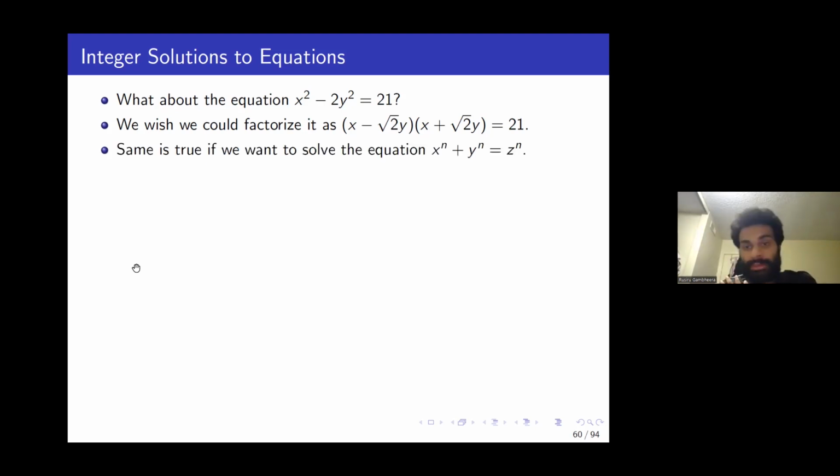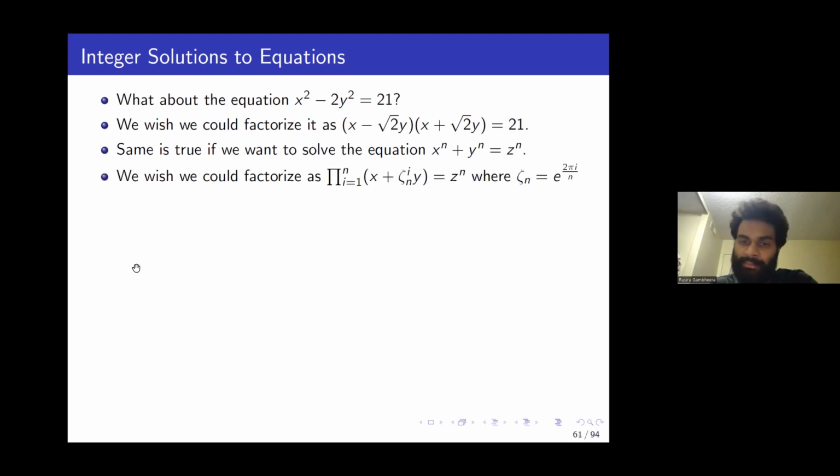Same is true for Fermat's last theorem, actually. Again, you can't factorize this right away, but if you step away from integers, you have a factorization. Here zeta n is a primitive nth root of unity. So zeta n is exactly this, e to the power 2 pi i over n. And you can factorize this x^n plus y^n in this way. So now you have a factorization in the left hand side. Right hand side is already factorized to a certain extent.